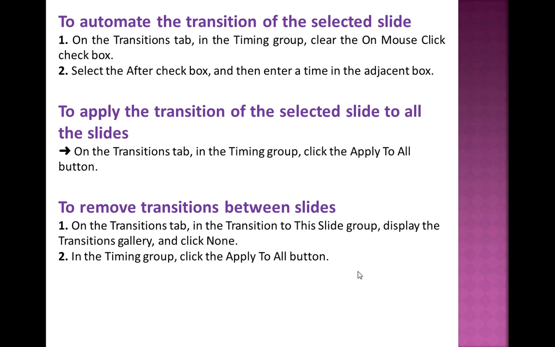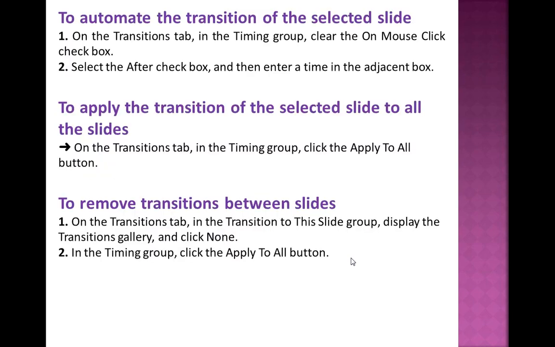Next, how to automate the transition of the selected slide? It means how to automate the things that you made for the selected slide. In the same way, go to the transition tab, go to the timing group, and click the on mouse click checkbox. After clicking the checkbox, enter a time in the adjustment box. Then how to apply the transition of the selected slide to all the slides.